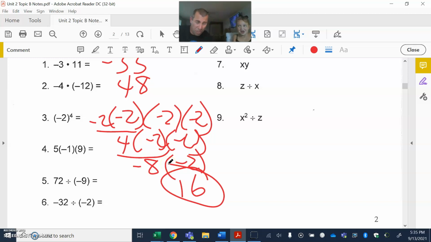All right? So, that's it, people. Multiply and divide like normal. Same signs, always positive. Different signs, always negative.